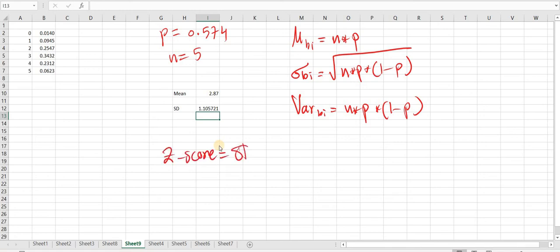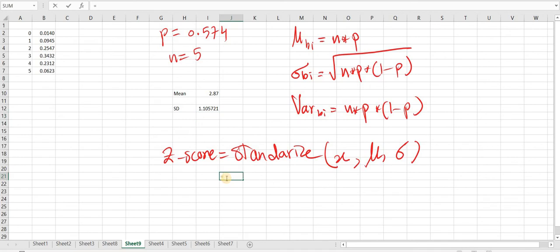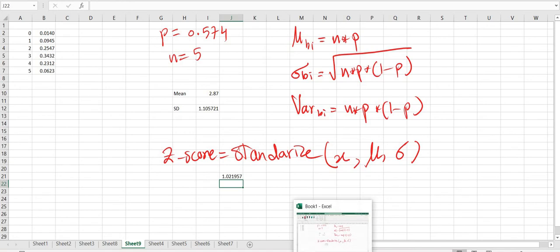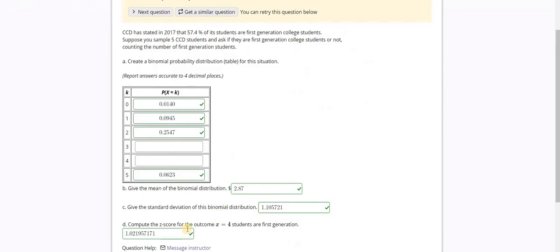Now, the z-score, we're going to use the function standardize. And then x, which is 4 in this case, comma the mean, comma the standard deviation. So this is the format for the standardized function that computes the z-score for any number. So standardize, x is 4, we need to standardize 4, comma the mean, we computed that, so I'm going to click on the number I computed, comma the standard deviation, I'm just going to click on the number I computed and then click enter. So basically this is the z-score for the outcome x is equal to 4. And then you're going to copy it and paste it here.